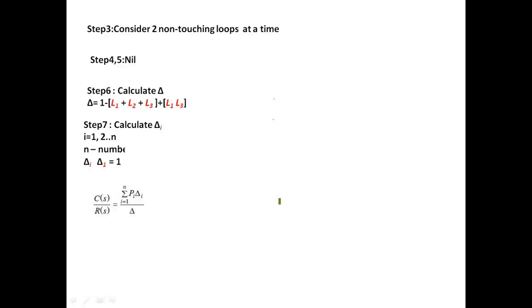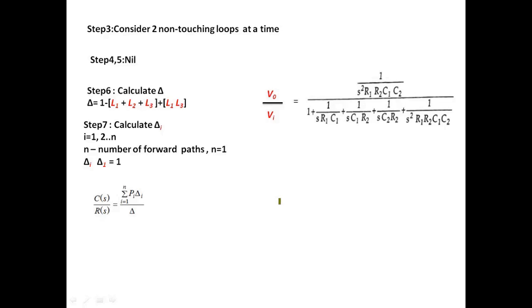Then finally, calculate delta i, in which as we have only one forward path, n is equal to 1, the value of delta which is not touching the first forward path. Here it is very clear that all the loops are touching the first forward path. Hence delta 1 will be equal to 1. Hence the transfer function C(s) by R(s) is given by summation i is equal to 1 to n of Pi delta i divided by delta. As n is equal to 1, the formula is P1 delta 1 divided by delta. Hence substitute for P1, delta 1 as well as delta, and you can get the final answer.